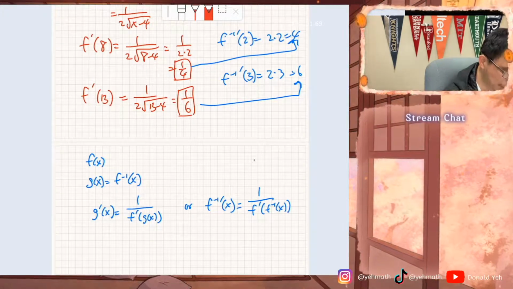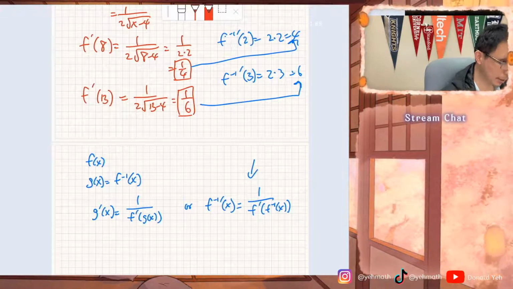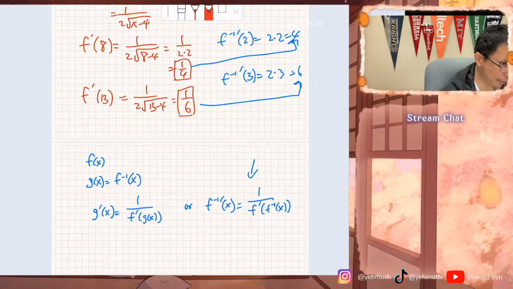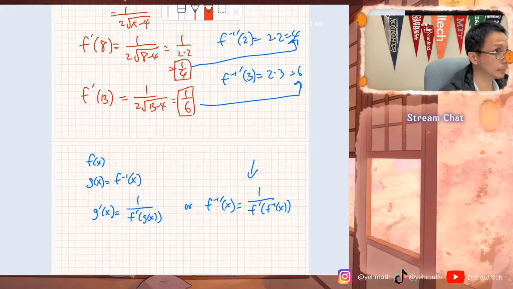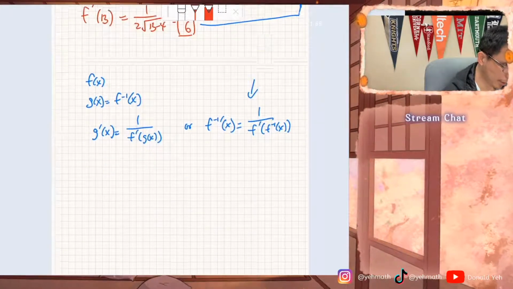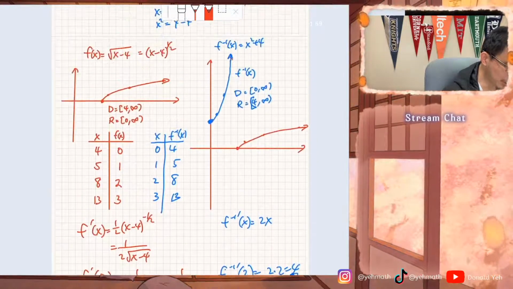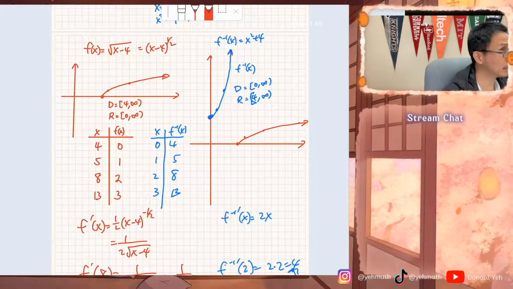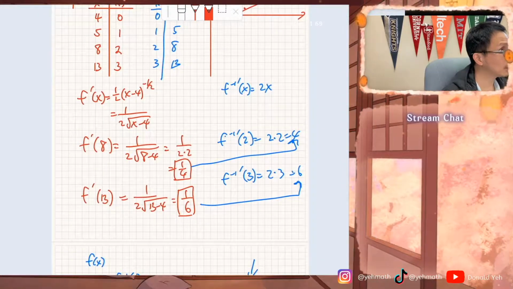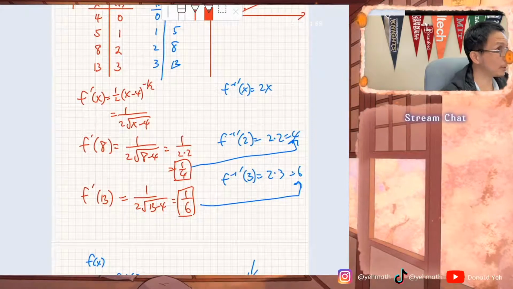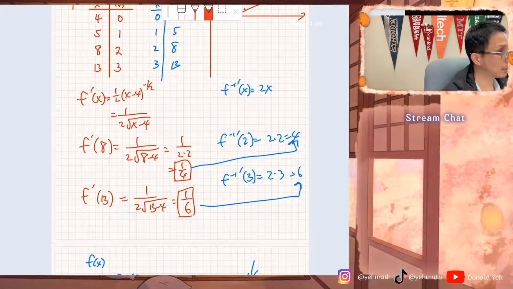Now, some people understand this one better. Either one is the same thing. I'm just changing g of x to f inverse of x, so that's understandable. So this is the inverse derivative. Now, due to the experiment that we did, we understand they're always going to be reciprocal to each other, but the x and y values are going to switch. Are we okay here?